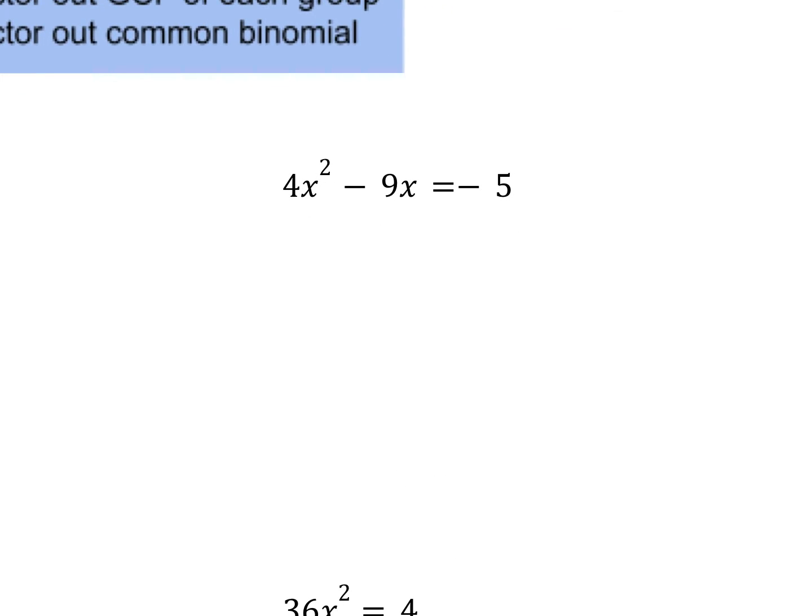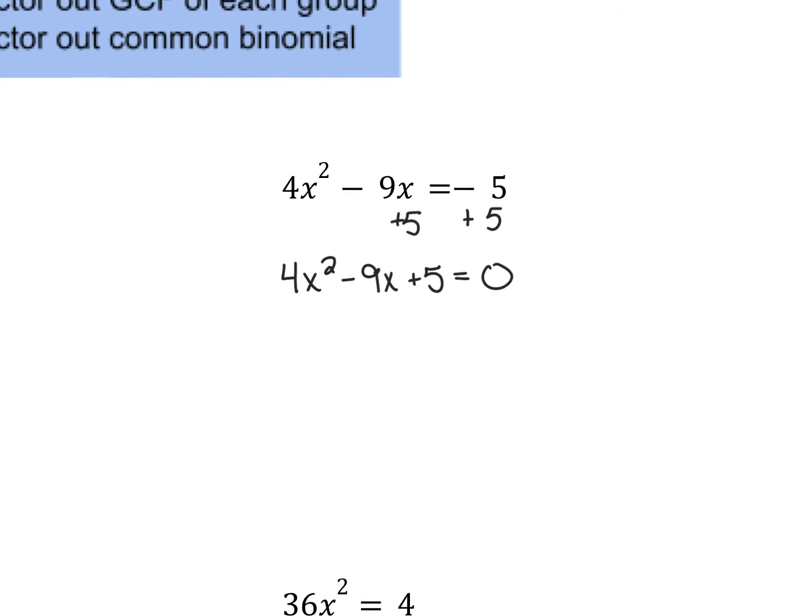The first thing I see is that it is not in standard form, so I'm going to go ahead and put it in standard form by adding 5 to both sides. And since that 5 does not have an x attached to it, I want to put it at the back of the equation. Okay, and now I see that I have a trinomial, but before we do that, we need to look and see if we have any greatest common factors. So does 4, 9, and 5 have anything in common? And they do not, so I'm going to jump right into the trinomial.